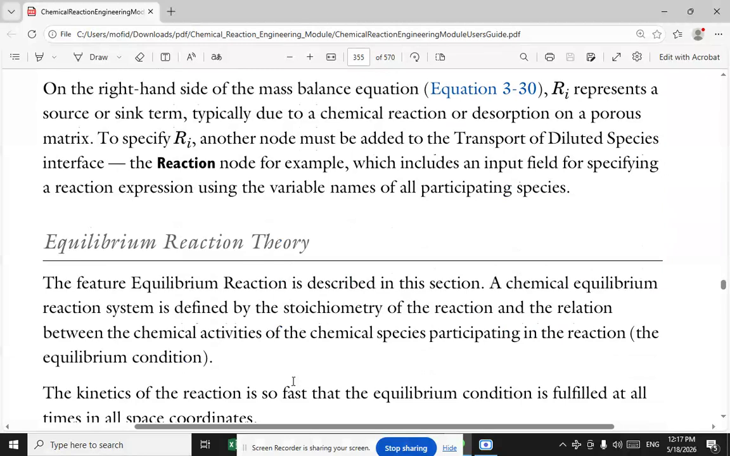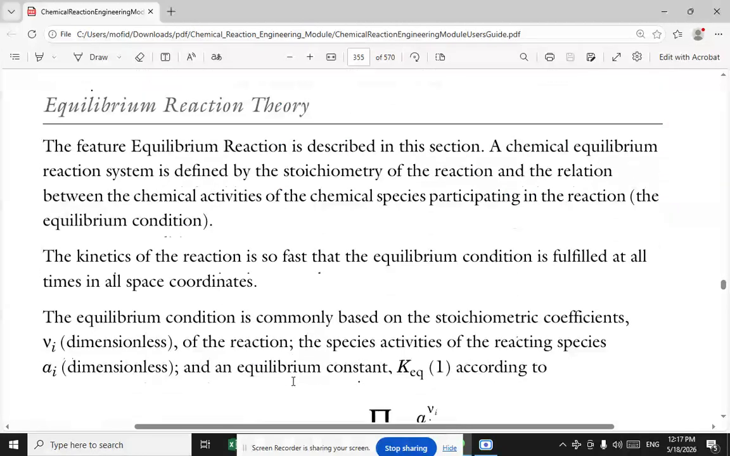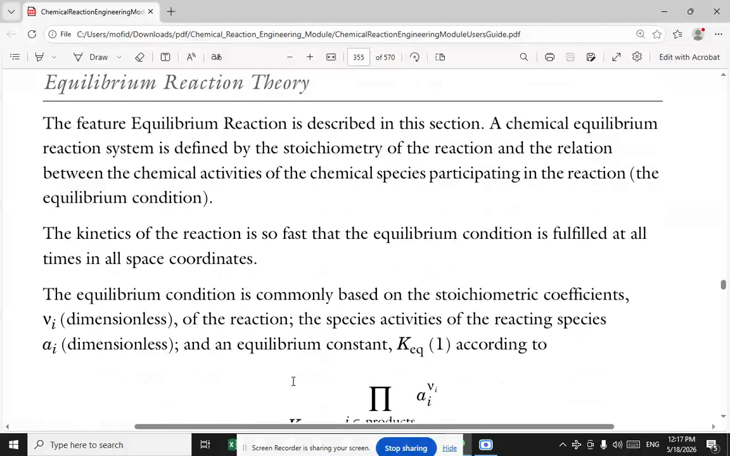The reaction node, for example, includes an input field for specifying the reaction expression using the variable names of all participating species. Now I want to go through the equilibrium reaction theory.